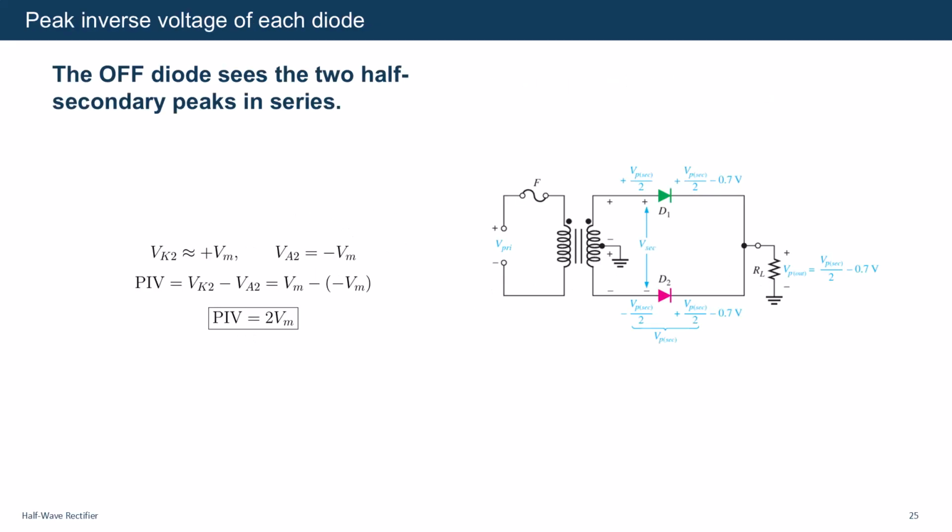At the positive peak, D1 conducts and places the output node near plus Vm. At the same instant, the anode of D2 is at minus Vm. The reverse voltage across D2 is therefore plus Vm minus Vm, equal to 2 Vm. The same reasoning applies to D1 on the opposite half cycle.